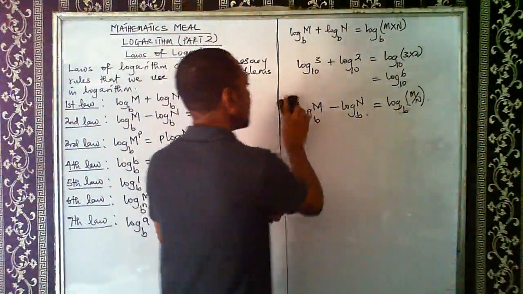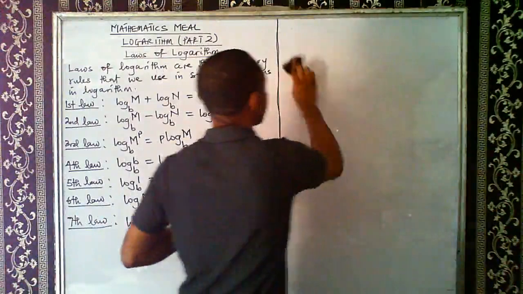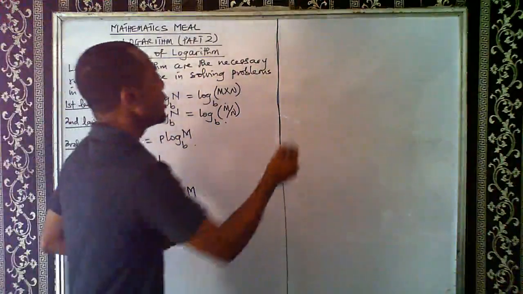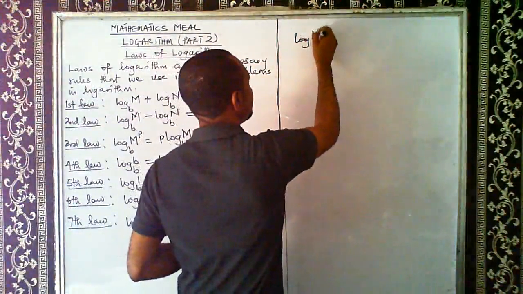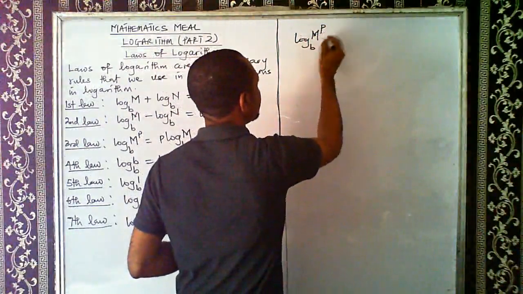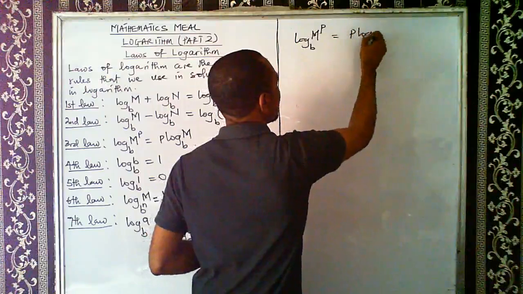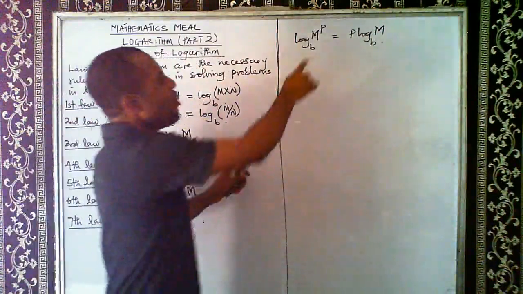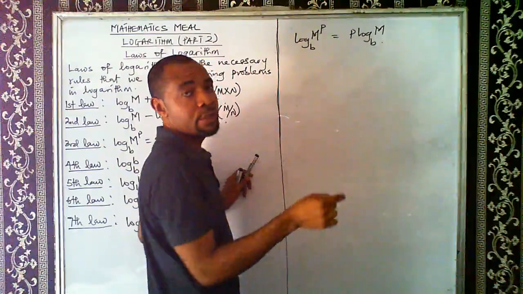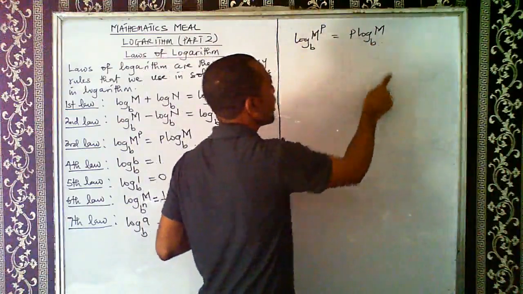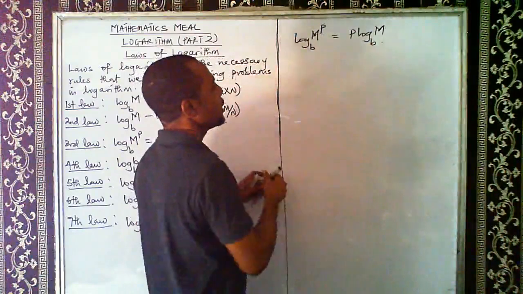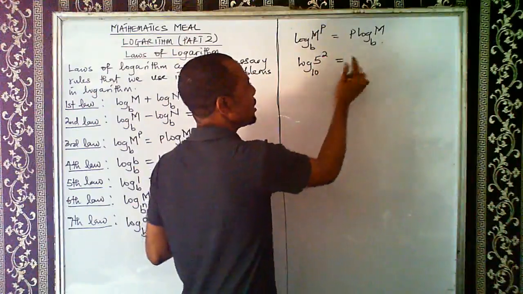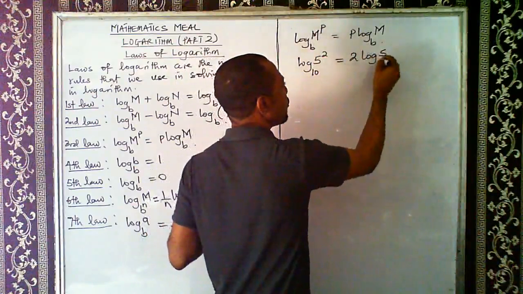Let's look at the third law. Remember, our business is to describe these laws. So the third law, we have log m in base b, raised to the power p, is the same thing as p log m in base b. So the power of a number in a logarithm is the same thing as the coefficient of that log. So if I have log 5 raised to power 2 in base 10, it's the same thing as saying 2 log 5 in base 10.